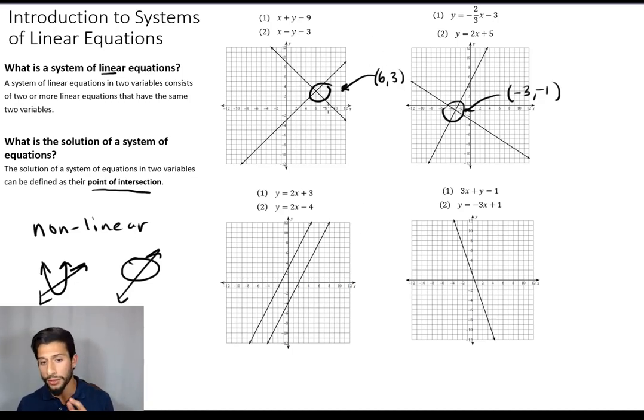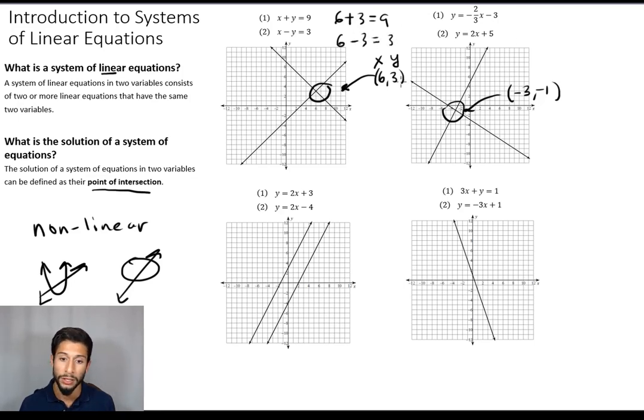Before I move to the bottom examples, let me show you something real quick. On this example, 6 being x, and 3 being y, you'll notice that it satisfies both equations. Now what I mean by that: 6 plus 3, where 6 is x and 3 is y, equals 9. Yeah, it does. 6 minus 3 equals 3. Yep, that's true. So this point satisfies both equations. It's a solution to both equations, and therefore it lies on both lines, their point of intersection.